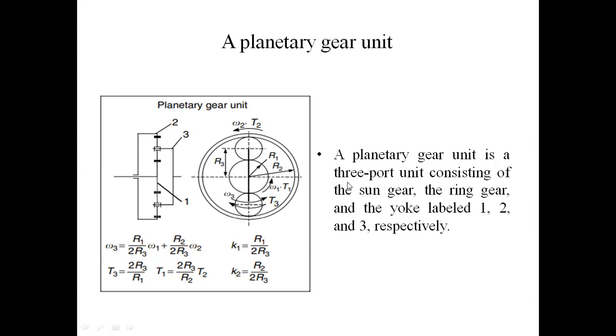This planetary gear unit is a 3-port unit consisting of the sun gear, the ring gear, and the yoke. The first one is the sun gear. The second one is the ring gear, this large one. The third one is the yoke. This third gear links the first gear and the second gear. This W3 moves between W1 and W2. This is the planetary gear unit.